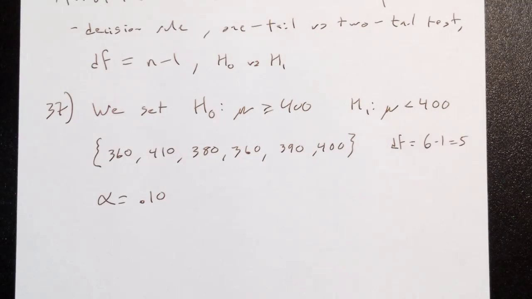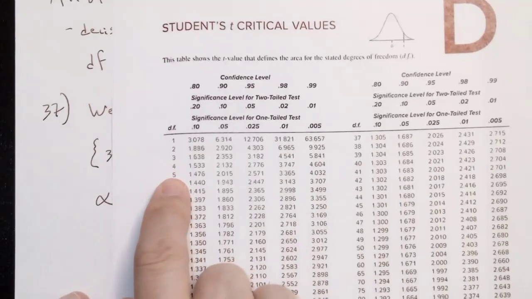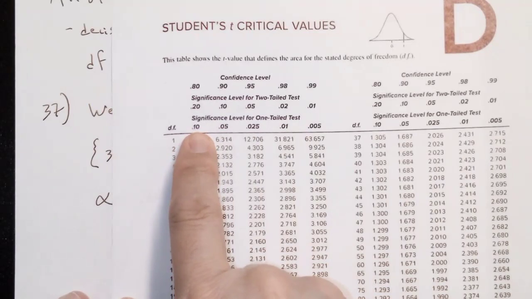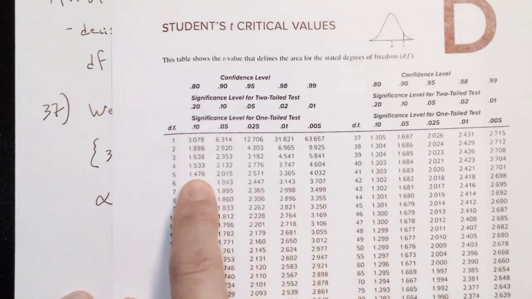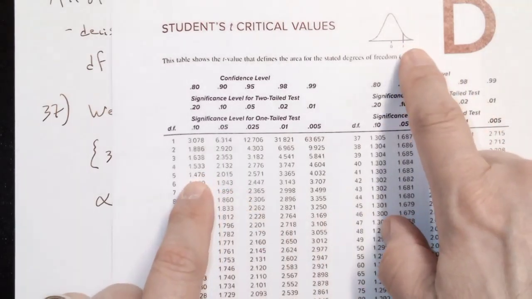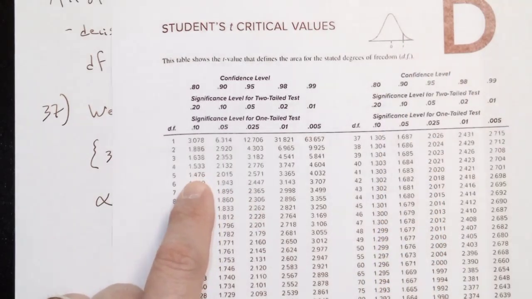We're only rejecting when it's too low. So we're going to do a one tail test. If degrees of freedom are 5, one tail test at 0.1, 1.476. But look at my picture. My picture shows a right. And we are doing a left.